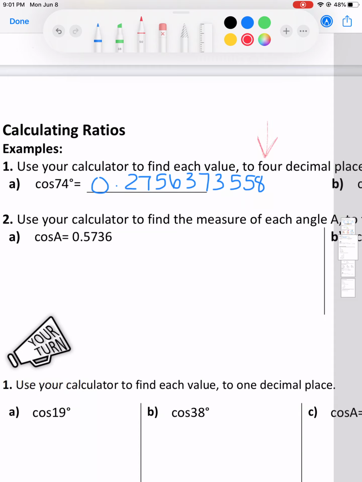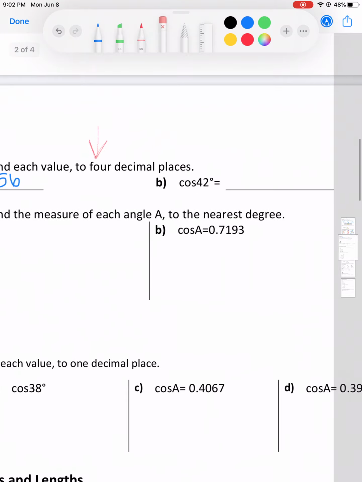Because this says 4, that means 4 numbers after the decimal. 1, 2, 3, 4. So that's here. I'm essentially going to get rid of the rest of those numbers. The one thing we do need to look at is the number next to our last number, to see if it rounds up or rounds down. Okay, this should be common sense to you guys by now. It's a 3, it makes it stay the same. So that means my answer for this is actually 0.2756. Okay?